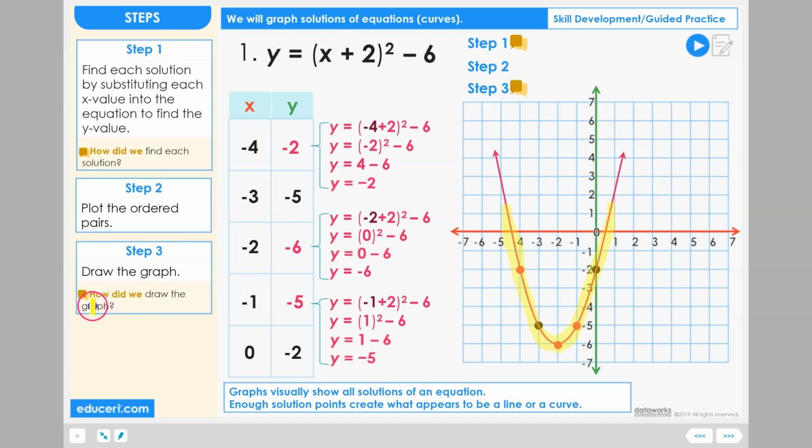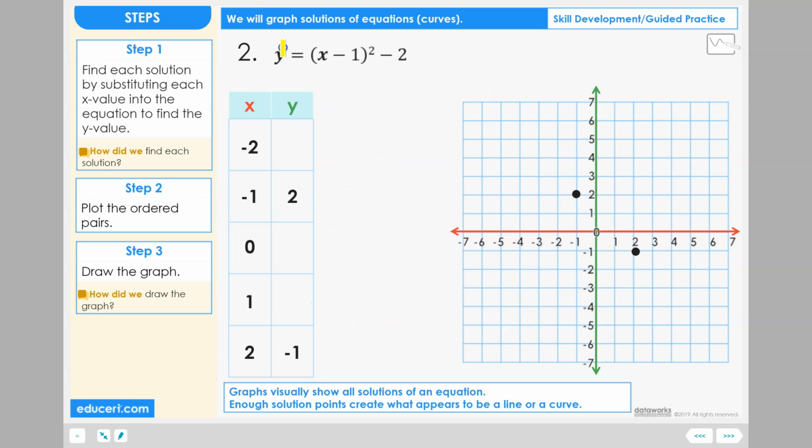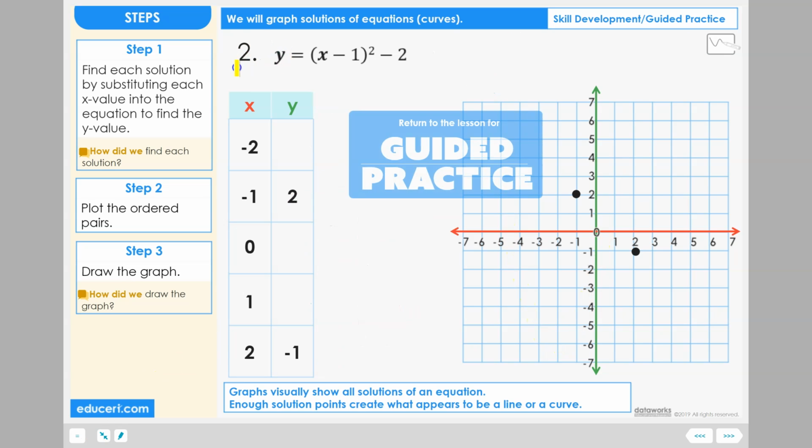How did we draw the graph? We drew the graph by following the pattern of the solutions of the equation that we found from our table, and then we extended out beyond the last points a little bit, continuing that pattern. You are now ready to graph the solutions for the equation in problem number 2.